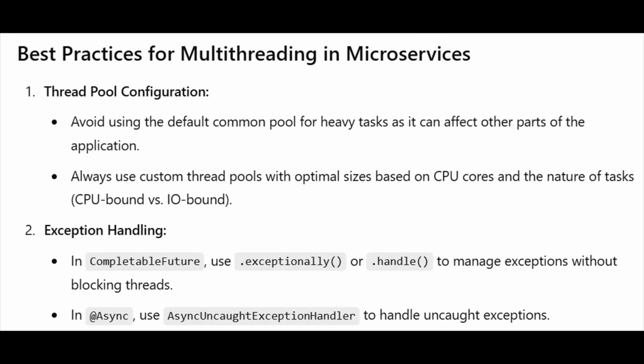Best practices for multithreading in microservices. Thread pool configuration. Avoid using the default common pool for heavy tasks as it can affect other parts of the application. Always use custom thread pools with optimal sizes based on CPU cores and the nature of tasks, CPU-bound versus I/O-bound. Exception handling. In CompletableFuture, use .exceptionally or .handle to manage exceptions without blocking threads. In @Async, use AsyncUncaughtExceptionHandler to handle uncaught exceptions.